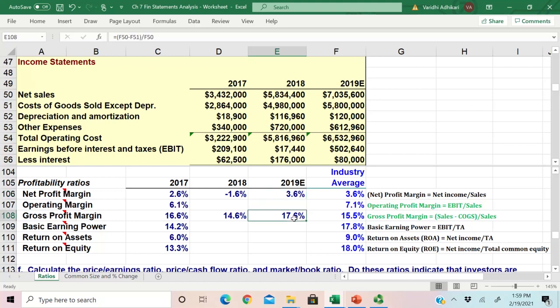Okay, so what do we see here? So gross profit margin for 2019 is going to be 17.6%. So what that means is for every dollar of sales the company makes, its gross profit was $17.6.